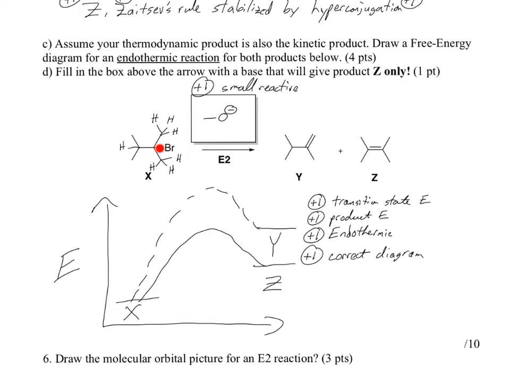Because this is a tertiary alkyl halide, I don't want a big reactive base. I actually want a small one, because if I had a big one, it'd be harder to get to this H because of sterics, and that would lead to the Y. So I need a small reactive base in this case to get just the Z.